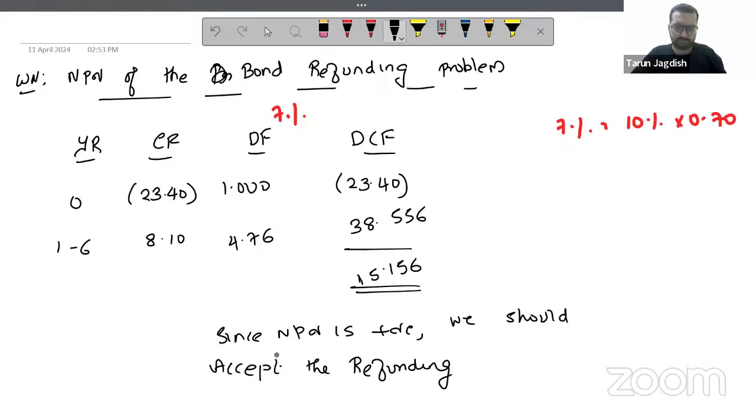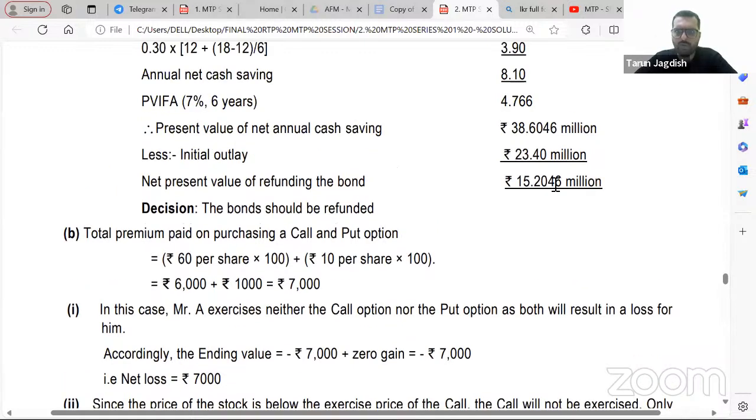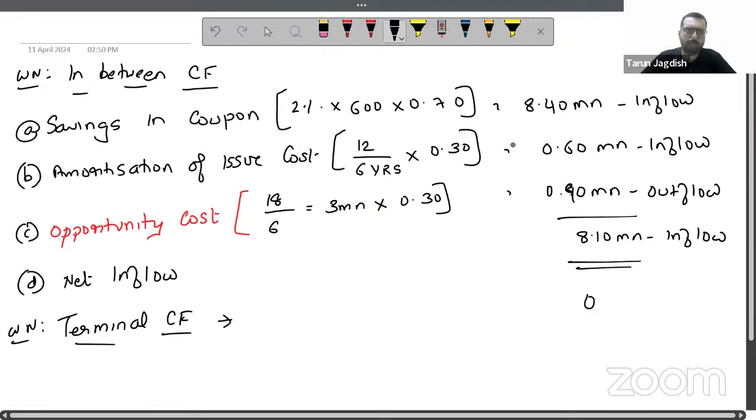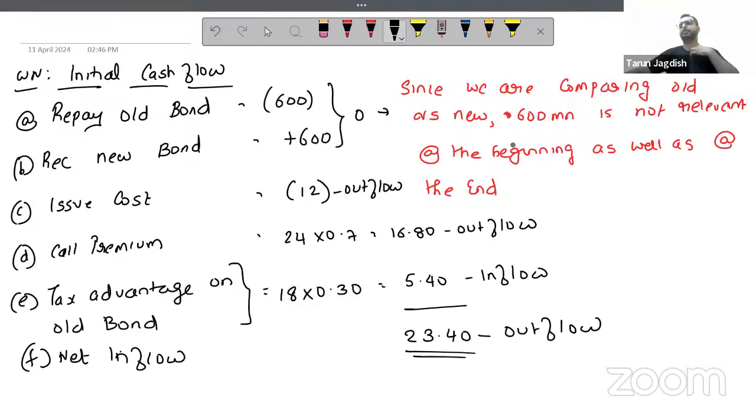Perfect. So we get 15.156 as the NPV. Is that the same answer even they have got? Yeah, almost the same. So friends, the bond should be refunded. Are you all clear? I'll give you 1 minute cool off time. Read through this entire thing. Whatever doubts you have, you can ask me now.